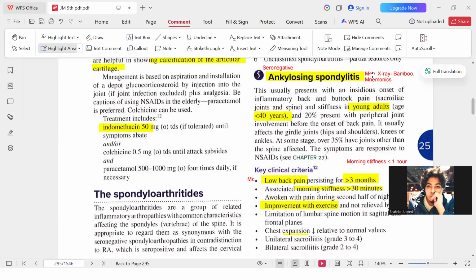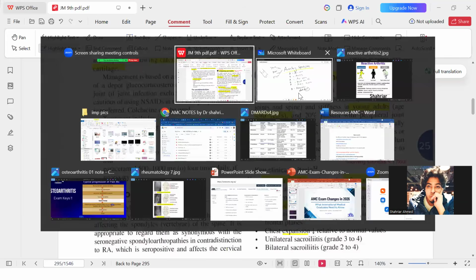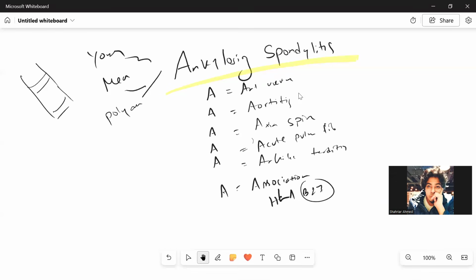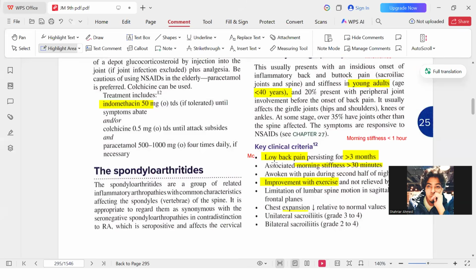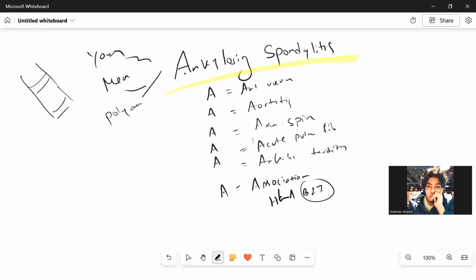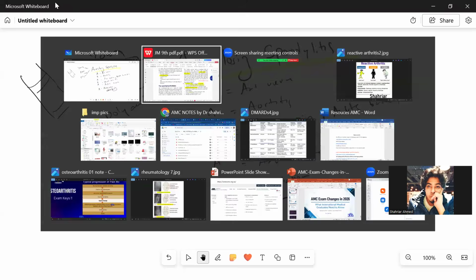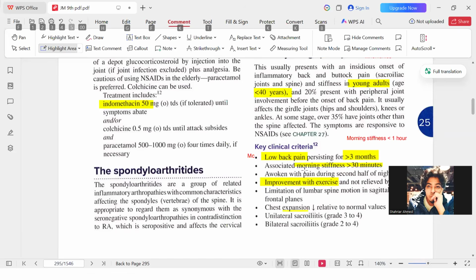So as you can see, the main X-ray showing bamboo spine and that mnemonic, 5 A's. Let me show you one more time this 5A. I hope you have taken it down. Yes, young adults. So often, another A if you want to make, acute back pain. Often they come with back pain. It is true because bamboo spine is common. So morning stiffness, this and that.